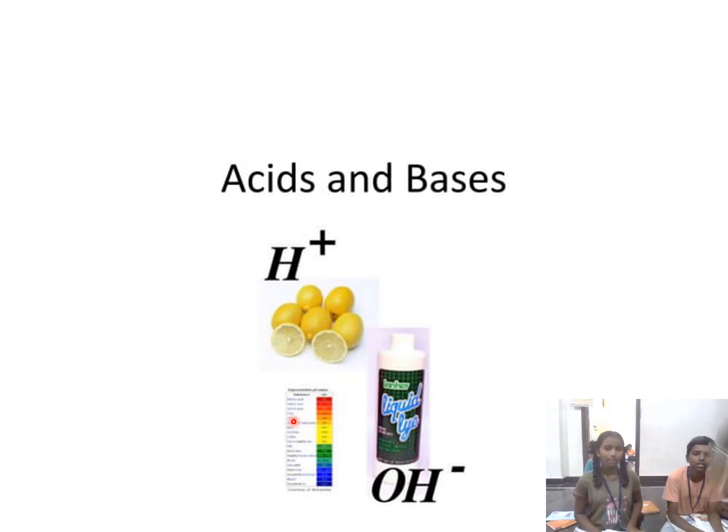H plus ions are responsible for the acidic nature, and OH minus ions are responsible for the basic nature. H plus ions occur majorly in our food items. It is present in lemons, and OH minus is majorly present in liquid gas or something. You can take any example. This is the pH meter given here as a figure. It is small, but in the next slides you can see it clearly.